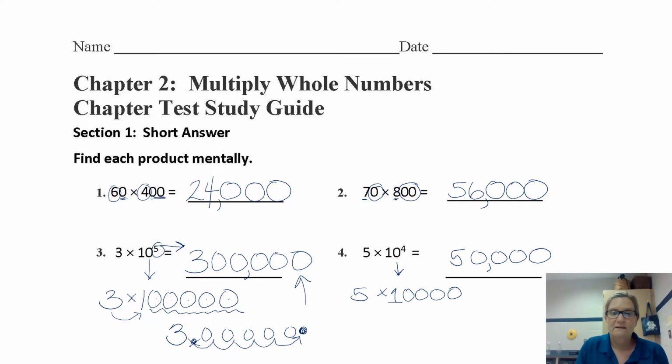Or I have 5, and it's a whole number, which means the decimal point would be at the very end. And I'm going to move the decimal point over 4 spaces because it's 10 to the 4th power, and that's a positive 4. 1, 2, 3, 4. So now my decimal point's here, it's no longer here, and then I add zeros accordingly. You can do both methods.